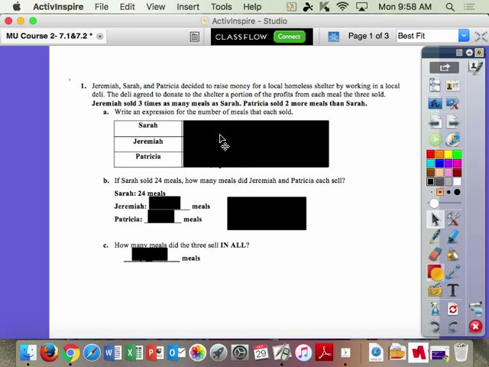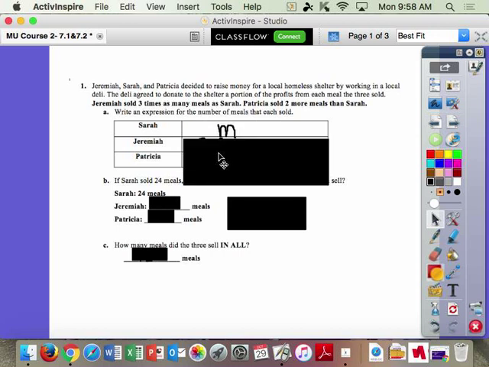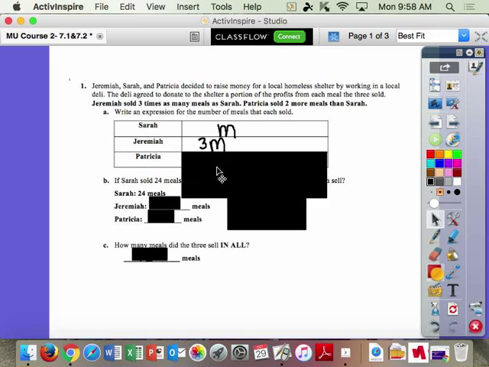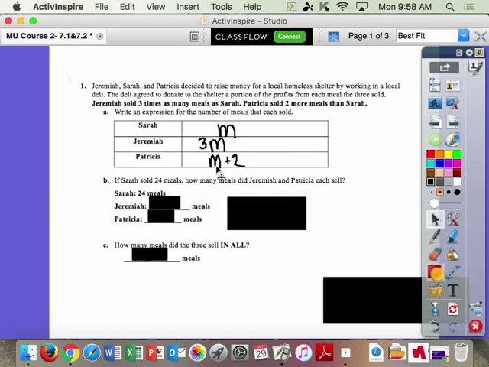Does it say anything about how many Sarah sold? Does it say a number? So we're just going to say that she sold M, whatever the number of meals is. Okay? If Jeremiah sold 3 times as many, what does times mean? What operation? Multiply. So 3M, or 3 times M. Patricia sold 2 more meals than Sarah. So we have the meals that Sarah sold plus 2.